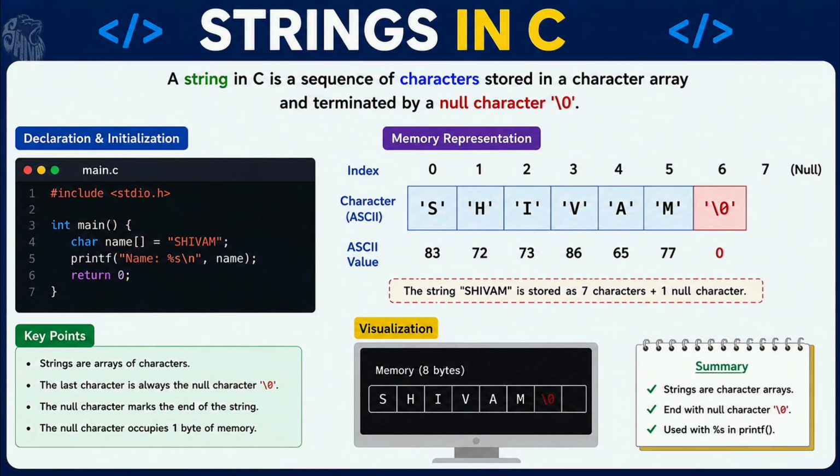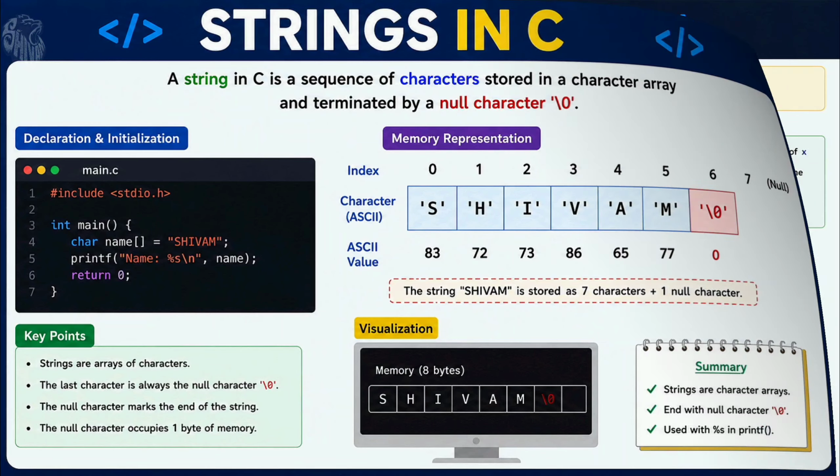16. Strings. C doesn't have a separate built-in string type. A string is stored as a character array ending with '\0'. char name[] = "Shivam". Conceptually, 'S','h','i','v','a','m','\0'. Common string functions are provided by string.h.